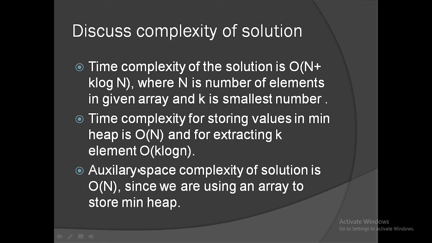Now, if we talk about auxiliary space complexity, this is big O of n in this case, because we are using an array to store the minimum heap, right? We are using a heap array to store the input array into the minimum heap, so the auxiliary space complexity of this solution increases.